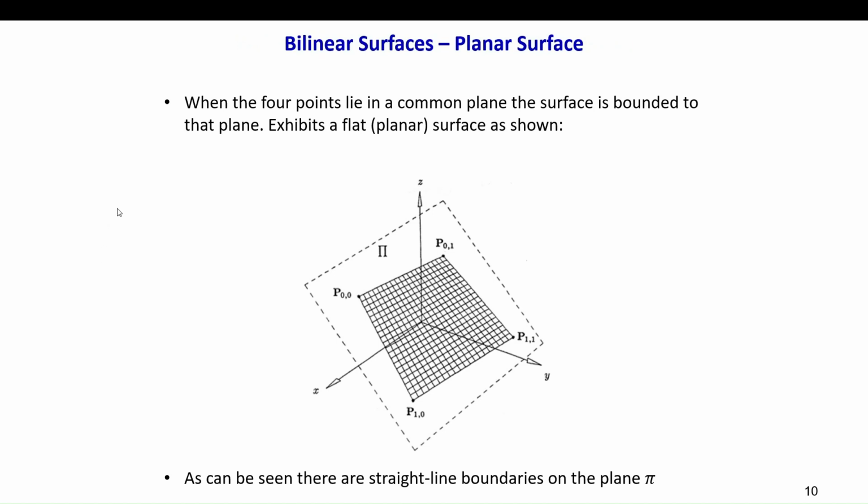With bilinear surfaces, there are 2 different types of surfaces that can be exhibited. The first being a planar surface. This is when 4 points lie in a common plane. The surface is bounded to that plane and exhibits a flat planar surface that is shown below. As you can see, there are straight line boundaries on the plane pi. So the plane pi is this dotted line here. It's a flat plane, and all 4 of the control points lie within that plane. So this surface that's shown in the middle, this mesh, is a flat surface.